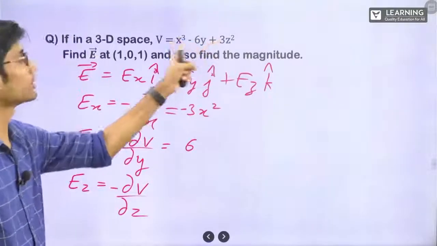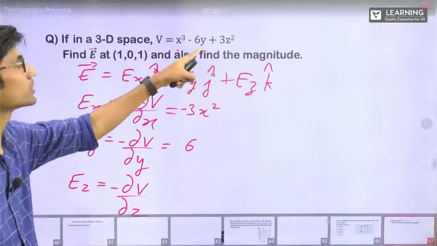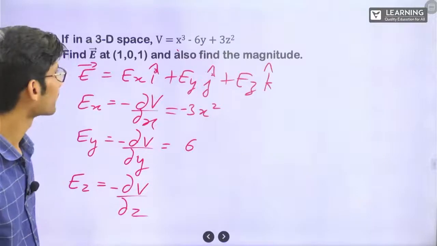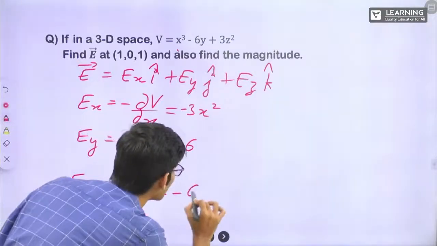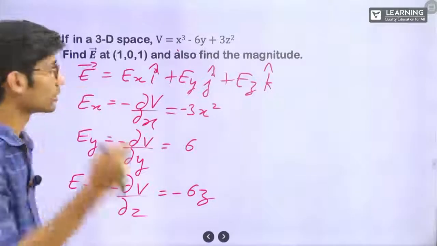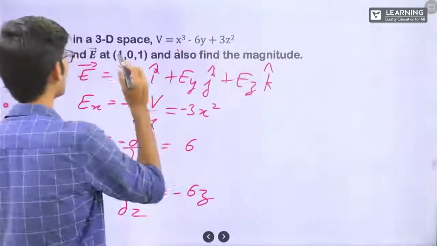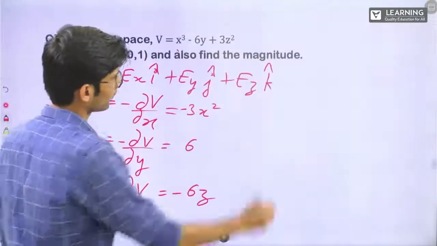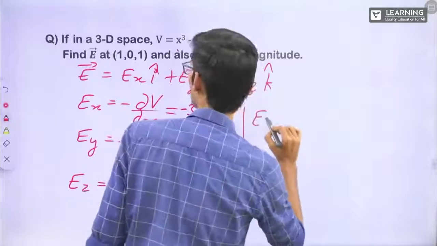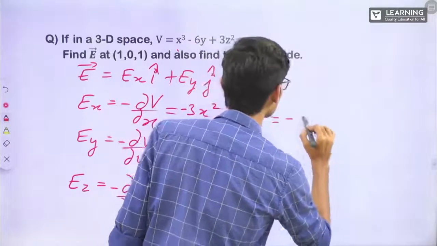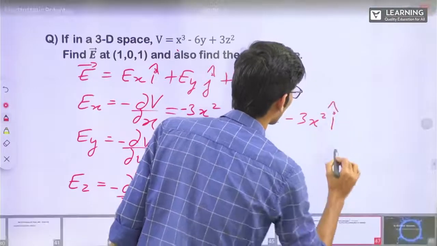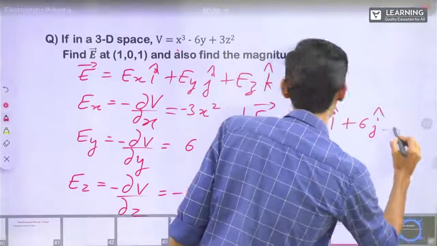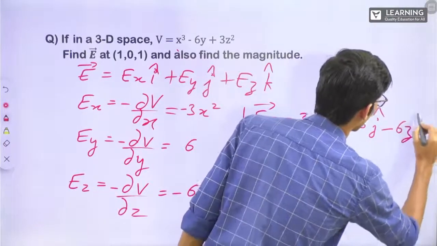Differentiating this with respect to z, keeping x and y constant. Constant differentiation is 0, constant differentiation is 0. Differentiation of 3z square will be 6z, correct? And a minus sign is there, it will be minus 6z. Fine. So from here, I can write E vector is equal to minus 3x square i cap plus 6j cap minus 6z k cap. Fine.